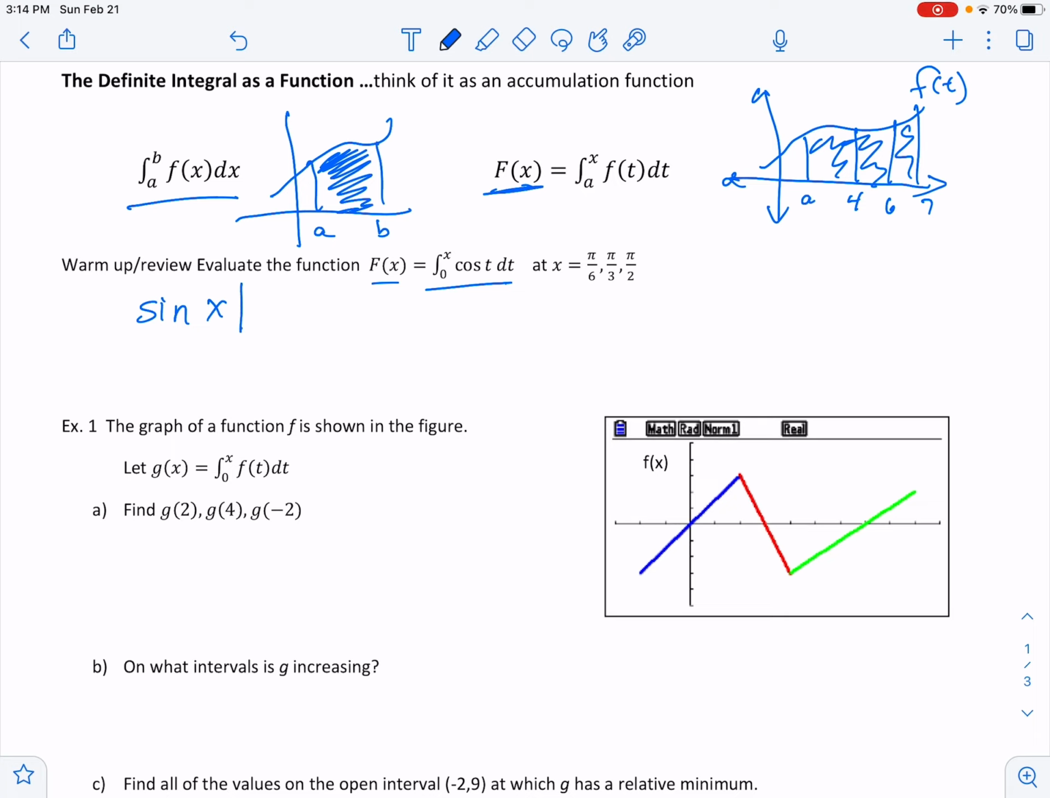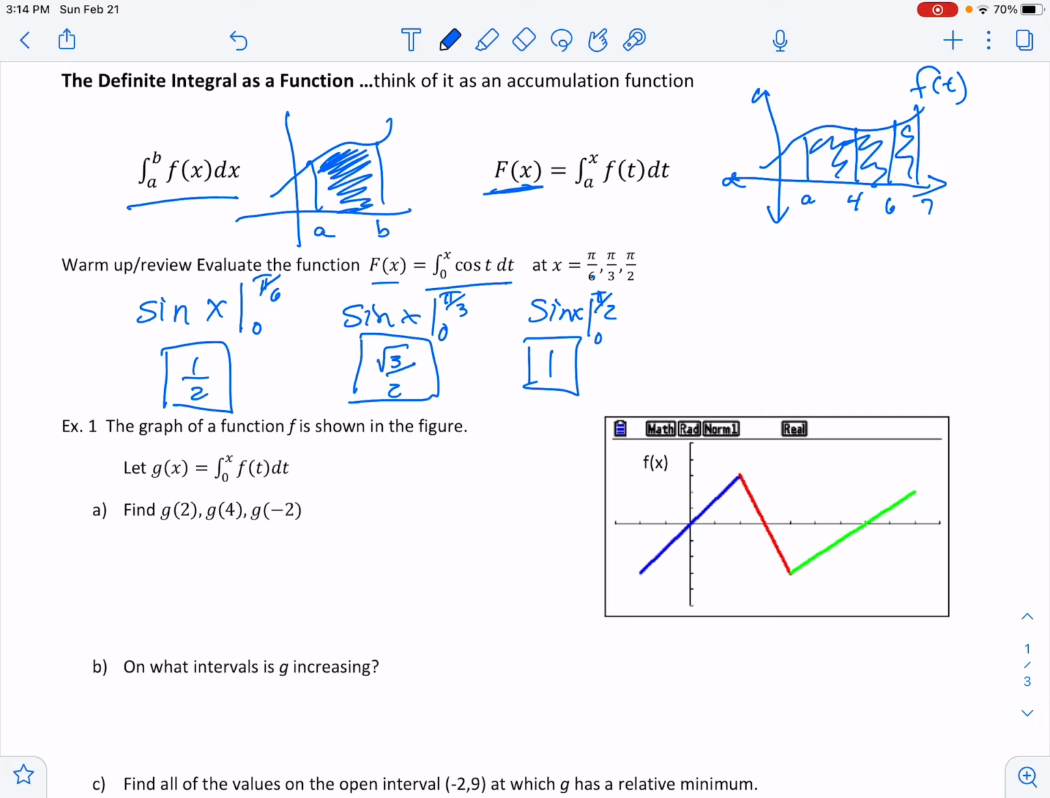Okay, and we're going to evaluate it from 0 to pi over 6, and we're going to do the sine of x from 0 to pi over 3, and we're going to do the sine of x from 0 to pi over 2. And from your unit circle, you know the sine of pi over 6 is a half, and minus the sine of 0, well, the sine of 0 is 0, so there's your answer. Pi over 3 is root 3 over 2, and pi over 2 is 1. And you're always subtracting 0, so there's your answer.